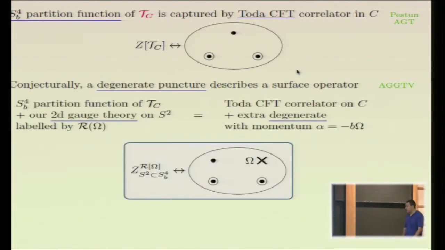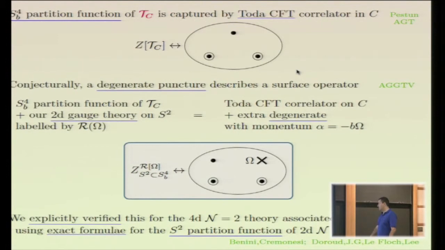So what we now explicitly propose and check is that if you take the partition function of the 4-dimensional N=2 theory T_C associated to the Riemann surface C, and you couple a two-dimensional gauge theory which is labeled by the representation R of highest weight omega, then the partition function of this combined 2D-4D system is captured by the Toda CFT correlator on the same Riemann surface where you added an extra degenerate puncture corresponding to the degenerate field with momentum minus b omega, where omega is the highest weight of the representation.